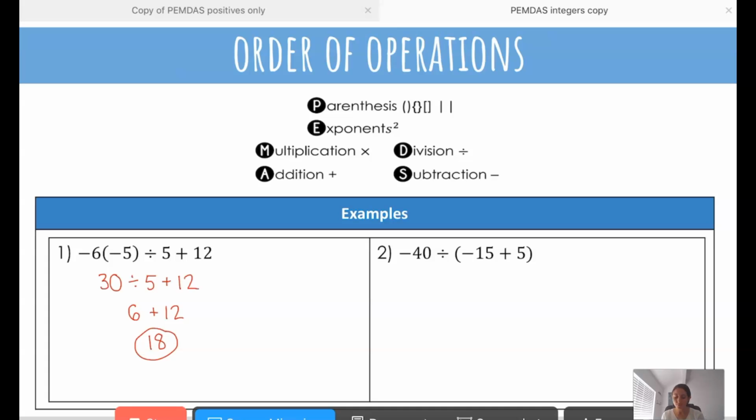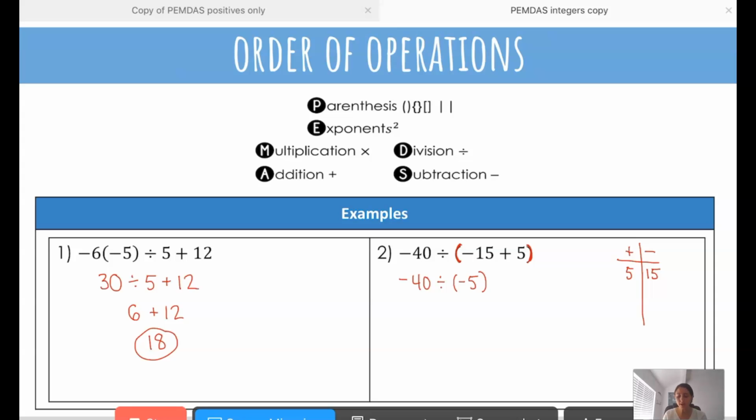Number 2 says -40 divided by the quantity -15 plus 5. So this time we have parentheses that are telling us to simplify something inside it. So we can simplify -15 plus 5. So we're going to bring down the -40 and the division sign because we haven't done anything with that yet. And -15 plus 5, right? They're different signs, so we have positives and negatives. We have 5 positives and 15 negatives. So who's winning? The negatives, and by how much? 5. So -5. Now we're going to do -40 divided by -5.